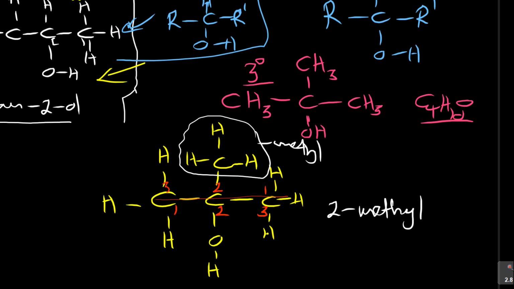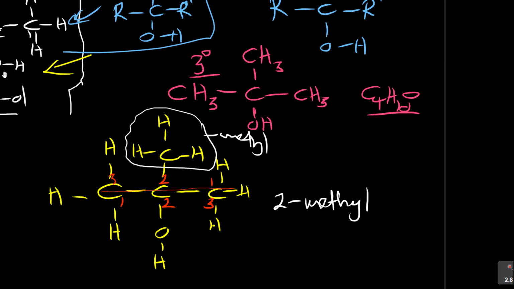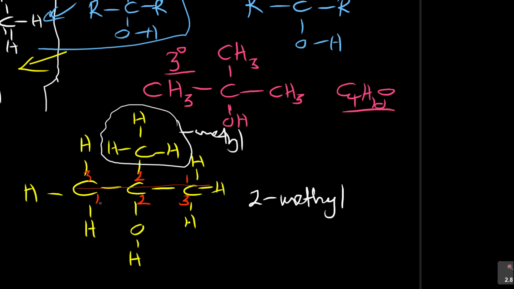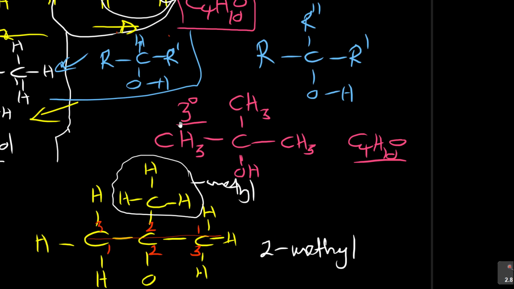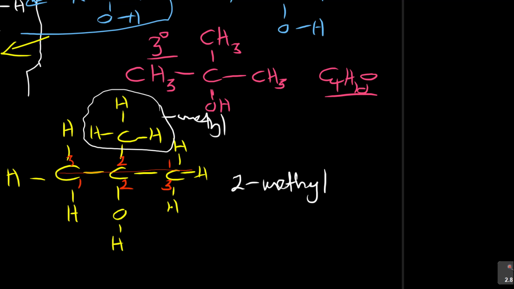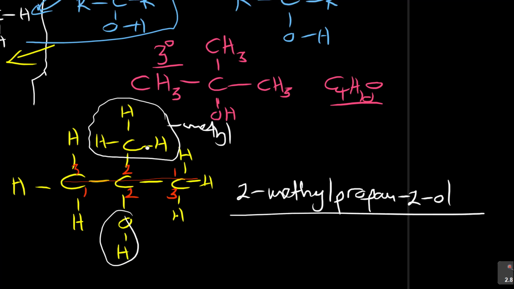Right? What else? 2-methyl what? 2-methyl, and the longest chain is now 3 instead of 4. You see, I cut the chain. It's 3 now. So it's 2-methyl, and then 3 means propane, and then in carbon number 2, that's where the ol is, propane 2-ol, the OH is in carbon number 2. So 2-methyl propane 2-ol. Now this question said this.